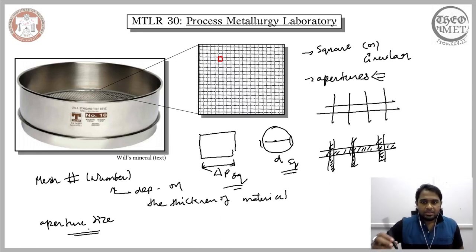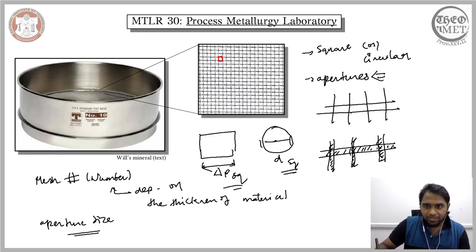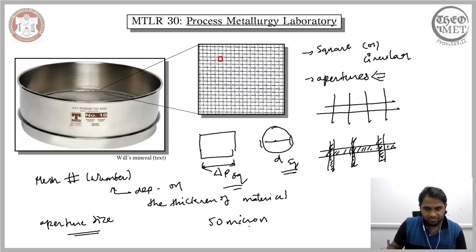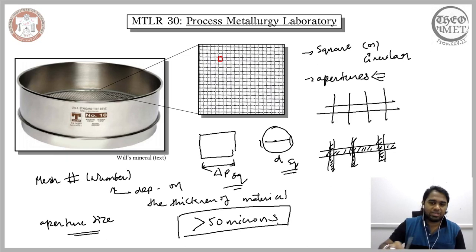Now, since the mesh is dependent, in one way or the other, on the thickness of these individual materials, the thickness of these sieves or rather these meshes, there is a limit to which we can have the aperture size. We cannot have an aperture size that is much smaller than the thickness of the material. So therefore, sieve analysis is generally possible only above 50 microns. Sieve analysis is possible only when the size of the particle is above 50 microns. So this is something that we need to understand.